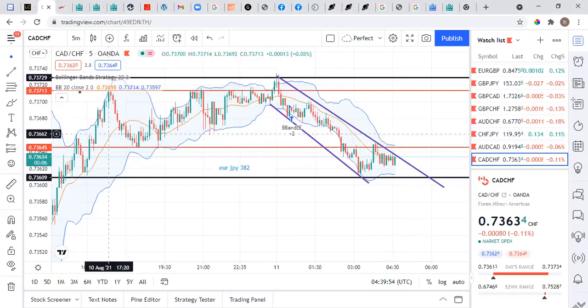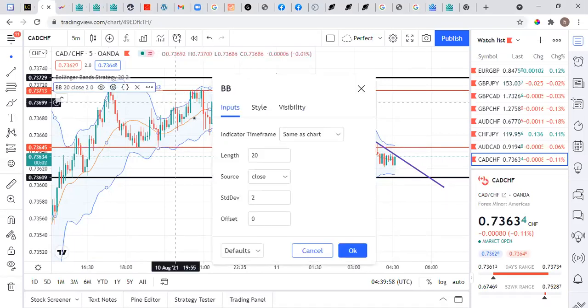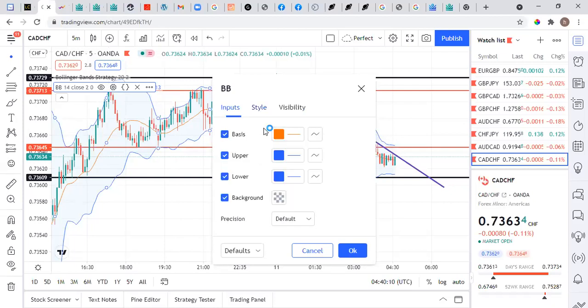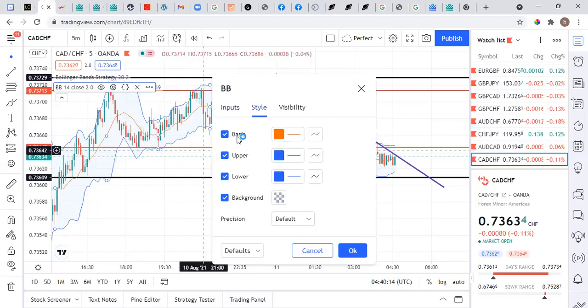This is not the setting I would prefer to use. This is a default setting. So you want to make this length 14. Then do a little bit of styling. Let me remove the background. I don't want the background to show. Just set it.